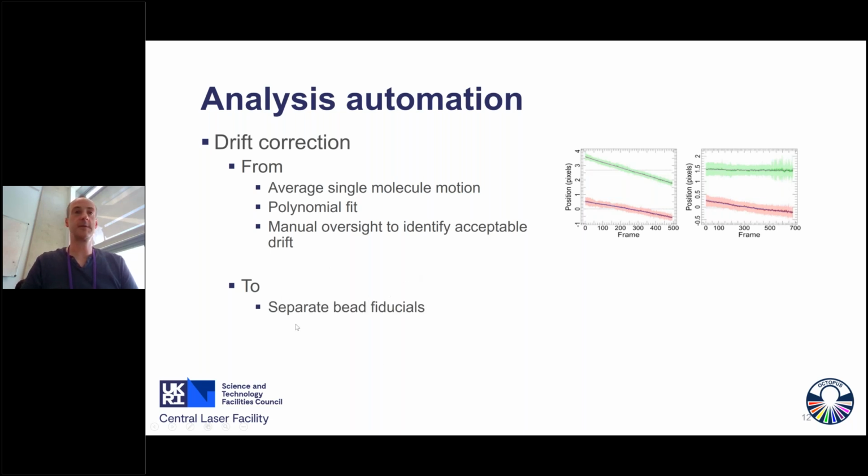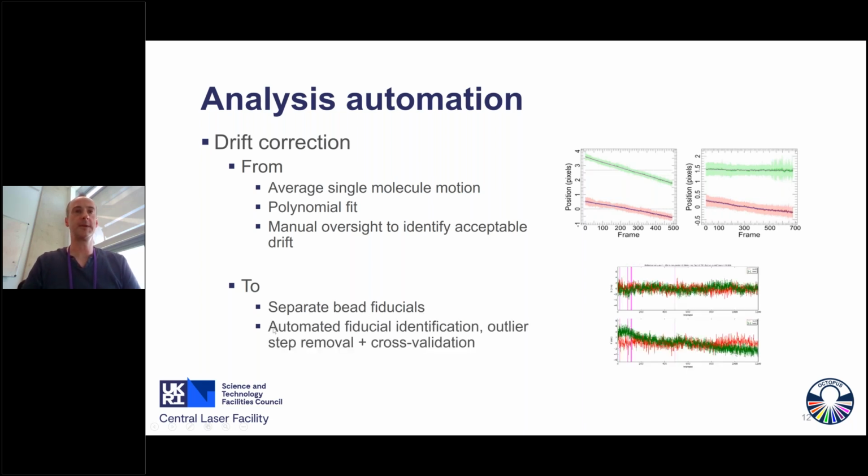So what we actually then do is put separate bead fiducials into our samples, which are nice and bright and on for the whole period of the data, and then we can automate. Because we do single molecule tracking in the first part of our analysis, we've already tracked them, and from those tracks we can identify which ones were beads. We can remove outlier steps in their motion and do cross-validation between different partitions of the beads to identify the good quality beads from which we then identify the drift, and that enables us to get the drift down to uncertainties of about 1 nanometer.